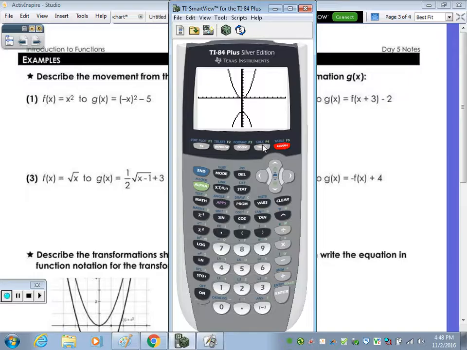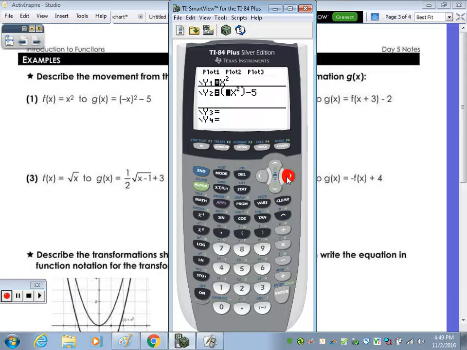So if you hit trace, I must have done something wrong. I must have done something wrong, so I have to go back and take a look, because when I put the negative in the parentheses, it shouldn't have reflected over the x-axis. So let's go back to y equals. Oh, yes, I see. The square is inside, so I have to delete that and insert it outside. Okay, move over, and now graph. I think I just need to try that all over again. So clear, parentheses, negative x, close, squared. There we go. Minus 5, graph.